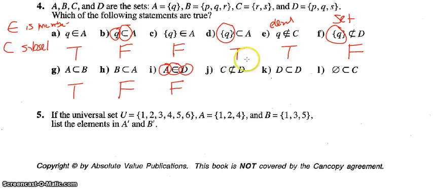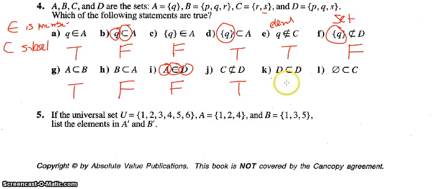C is not a subset of D. Well, it is not, right? Because to be a subset, you have to have all of the elements. Even though the element S is the same, C doesn't have element R. So it is not a subset of D, so it's true.